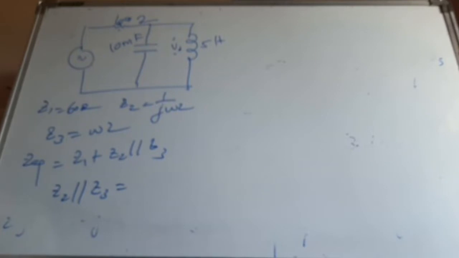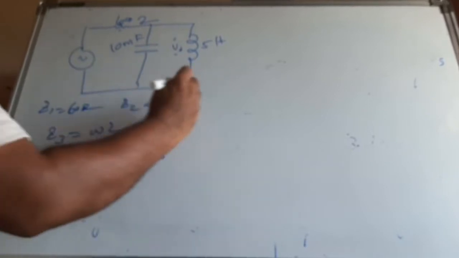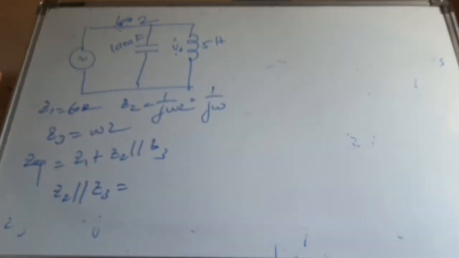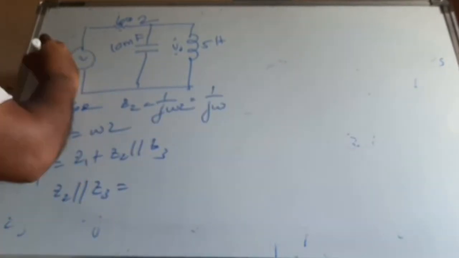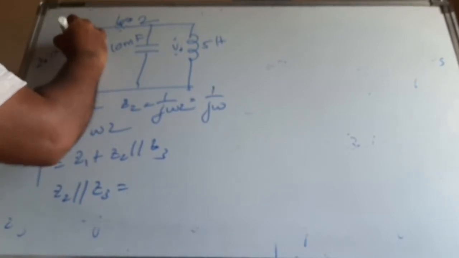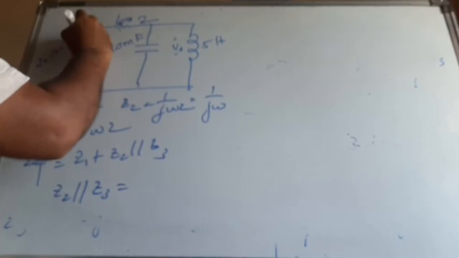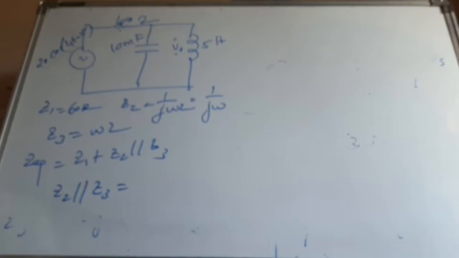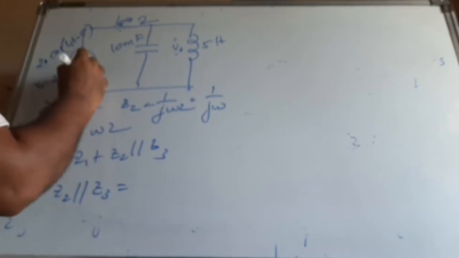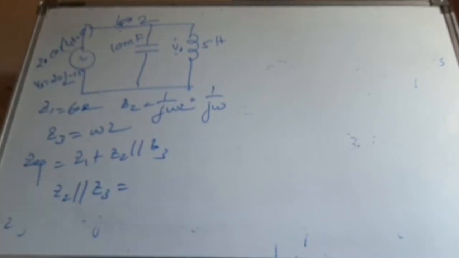Z2 is equal to 1 by omega C. Take Vs, which I have not mentioned here, as 20 cos(4t minus 15 degrees). For doing sums, Vs can be written as 20 angle minus 15 degrees.